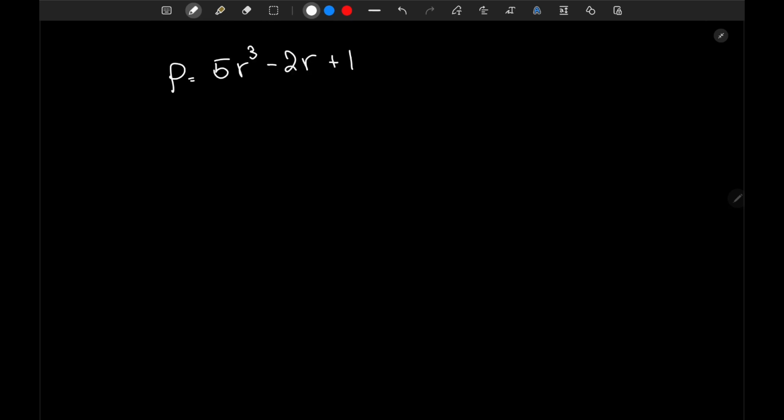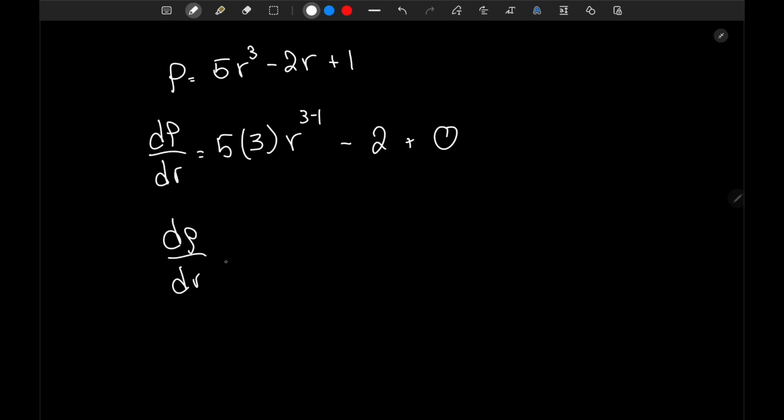P is equal to 5r cubed minus 2r plus 1. So here we're going to take the derivative of p with respect to r. So we're going to write dp over dr. And then we just do the same. 5 multiplied by the exponent, minus 1 from the exponent. And then 2, the derivative of r is just going to be 1. And then the derivative of a constant is just going to be 0. Then we just simplify this up. And there we have it.